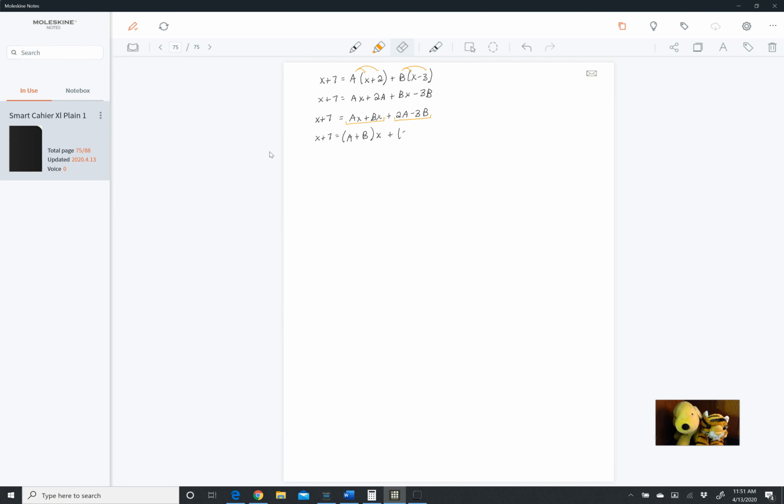And then I'm going to put this in parentheses. We're just going to put all of our constants in parentheses. So now we have a plus bx plus 2a minus 3b. So we put it in parentheses because we can. There's nothing that would prevent us from doing that. This is a plus sign, so we don't have to distribute anything.